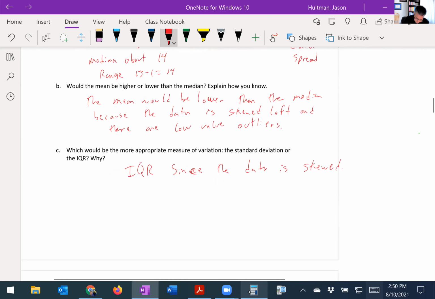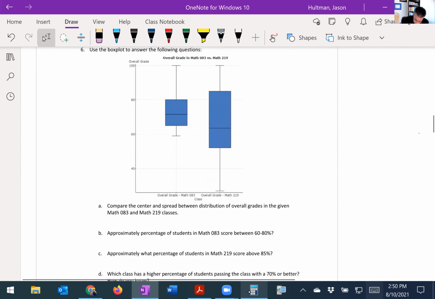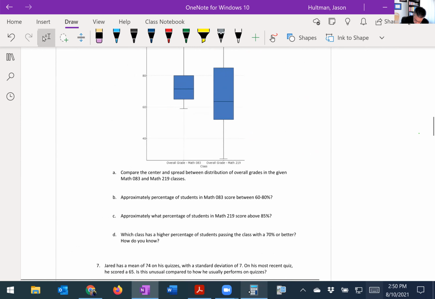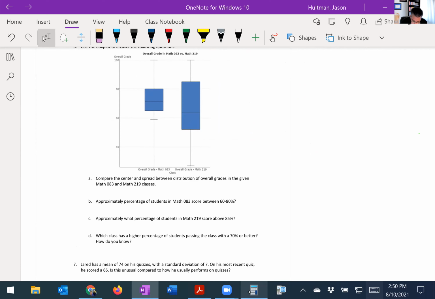Okay, number 6, use a box plot to help answer the following questions. Overall grade in Math 83 versus Math 219. Compare the center and spread of the distribution of overall grades given in Math 83 versus Math 219. Math 83 classes seem to have a higher median. They have a higher center.